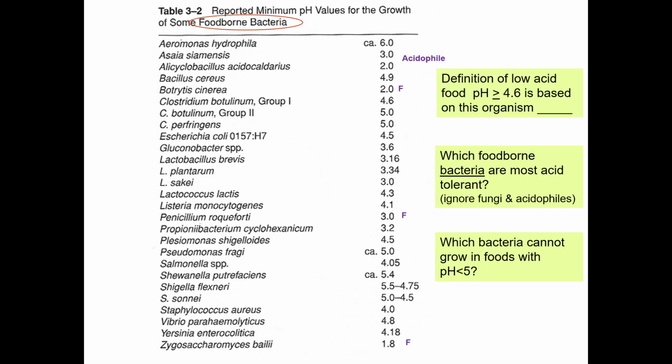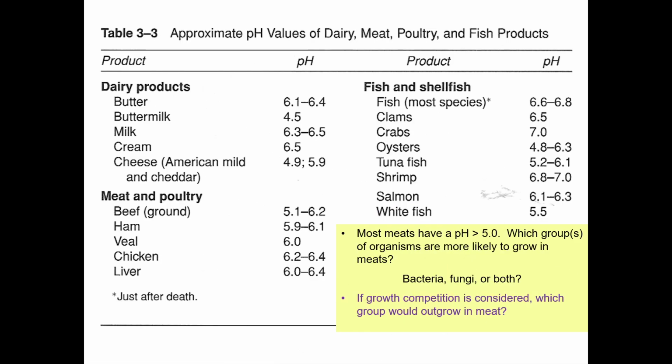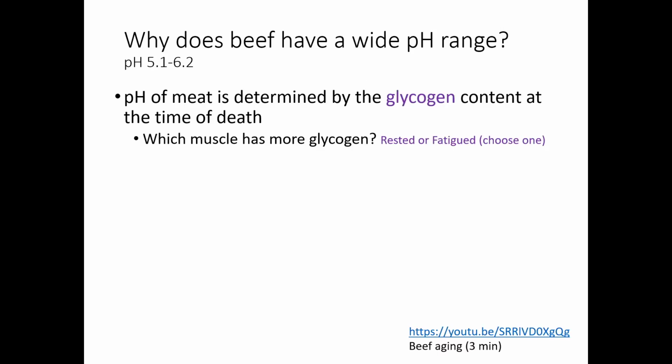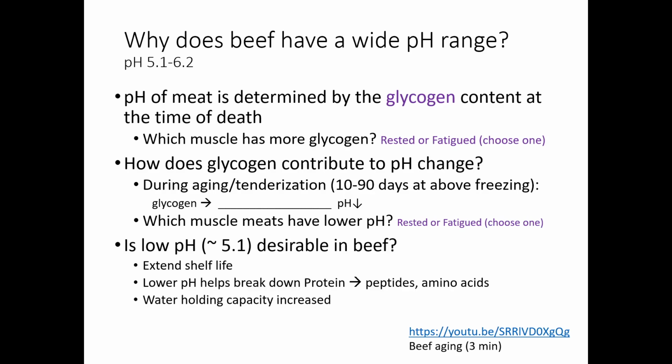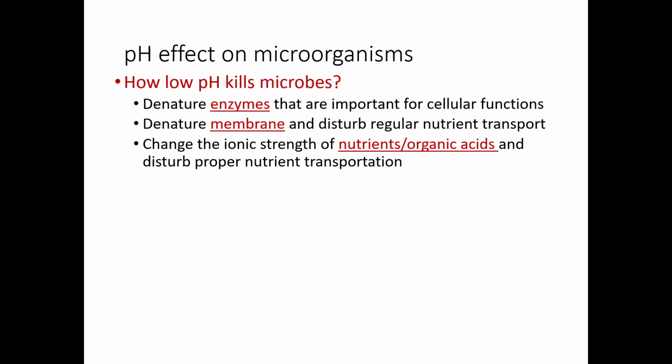It's not really going to have a large effect, but a lot of fruits are going to be low enough to stop bacteria from growing. Okay, so you can see some other food products. Same idea. I'm not worried too much about this. If you do choose beef as your food product, you can take a look at this a little more. Okay, so low pH is going to kill microbes through these different processes.